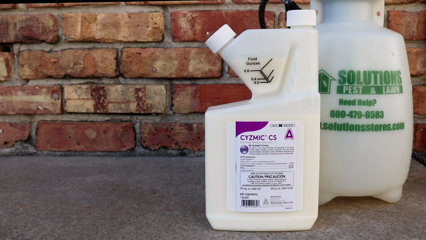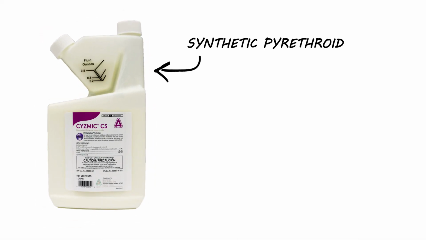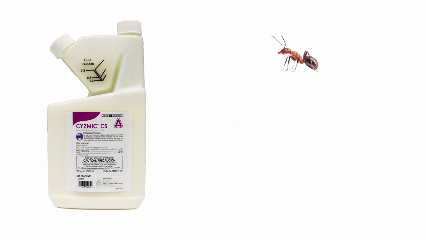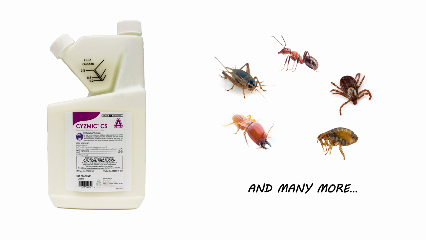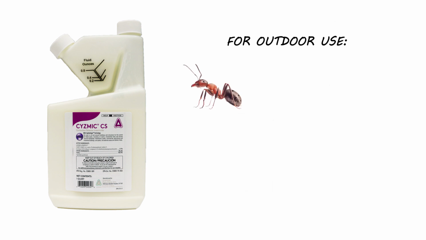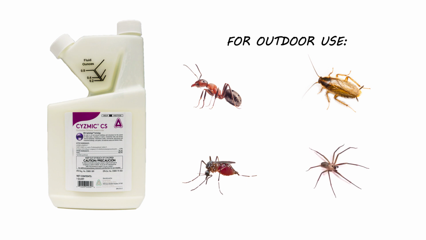Cyzmic CS is a Lambda-cyhalothrin micro-encapsulated insecticide. This product is a synthetic pyrethroid that works by interfering with the insect's nervous system. Cyzmic CS controls many different species of insects, but we typically recommend it primarily for outdoor use to control ants, cockroaches, mosquitoes, and spiders.